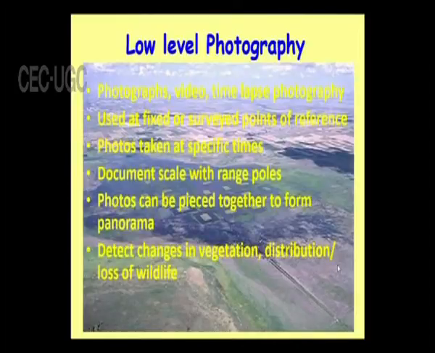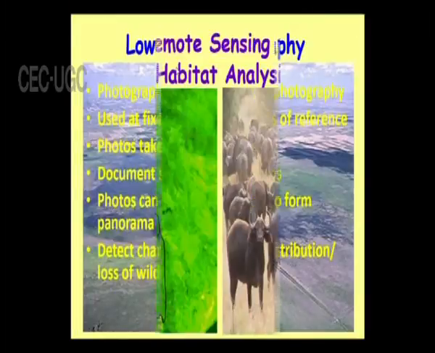It is a low level photography, and therefore there is not much difference between the photography and the spectrum; both are more or less similar. Here it is giving the real image and that is giving the radio image. That is the only difference, and we can compare. Here it can detect the changes in vegetation distribution or the loss of wildlife also, and this is the advantage of remote sensing. Here we are using remote sensing for wetland mapping. So, that is one of the uses.